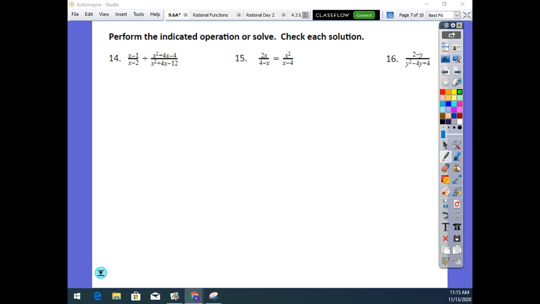Okay, so probably one of the most important things for the checkpoint is to really pay attention to what the problem's all about. Is it add? Is it solving an equation? Or is it just plain simplify? So remember, the one big thing: when do you need a common denominator? Only when you add or subtract.